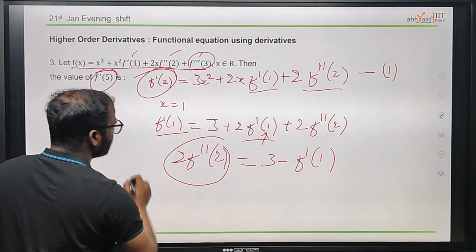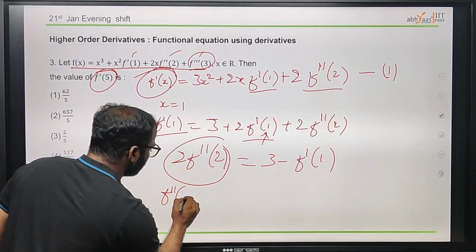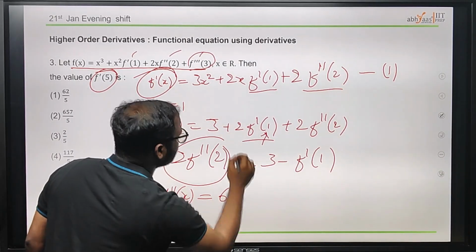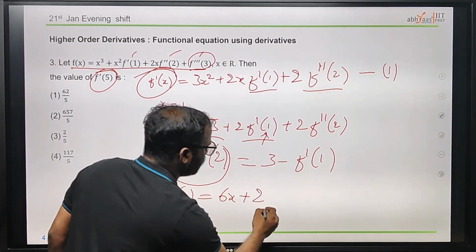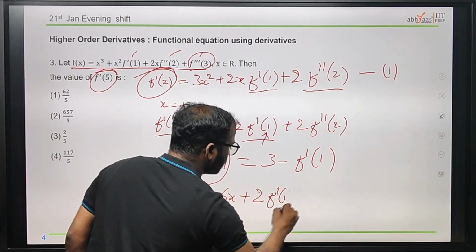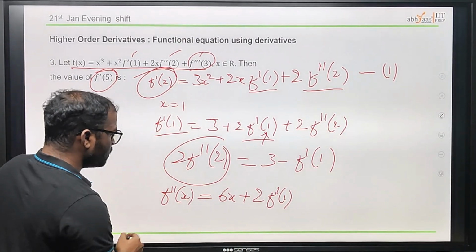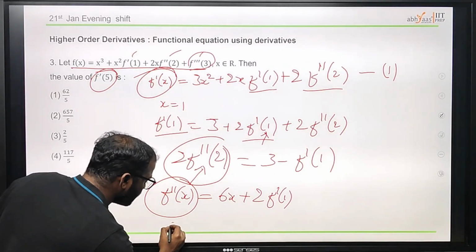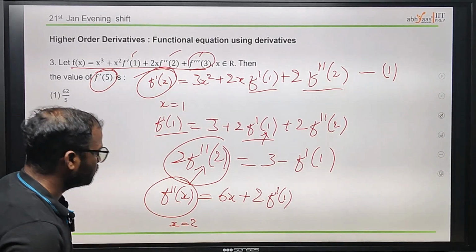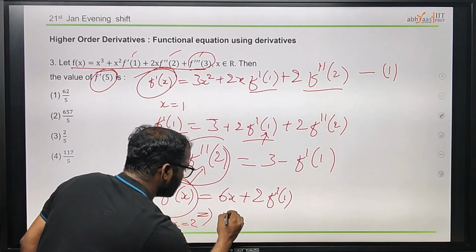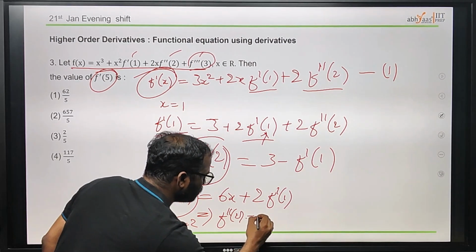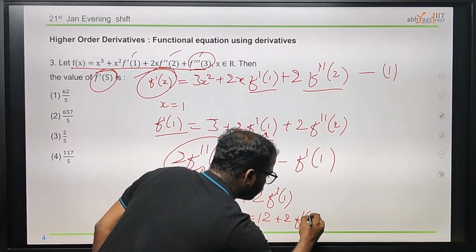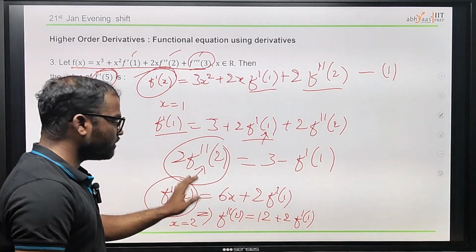Therefore we need to do the double derivative of this equation. We will have f double dash of x equal to 6x plus 2 into f dash of 1. Now we can easily substitute. Just put x equal to 2 in this one. That implies f double dash of 2 is equal to 12 plus 2 f dash of 1. Now we got f double dash of 2.